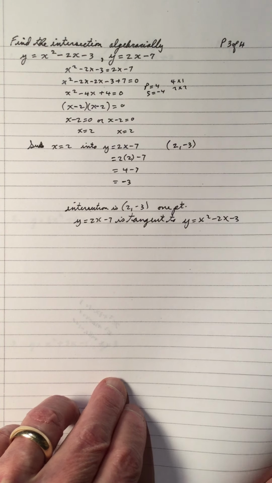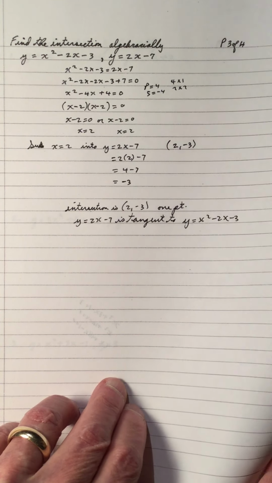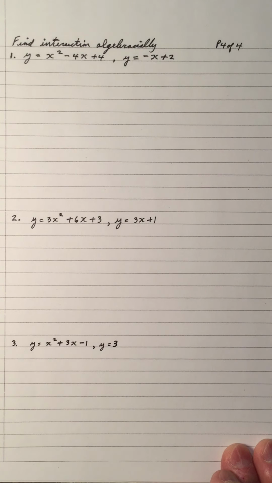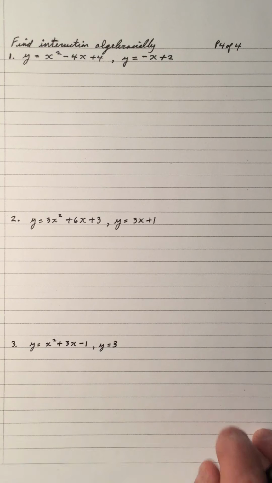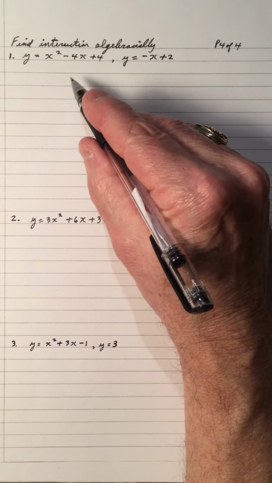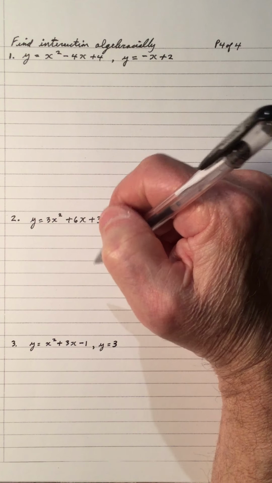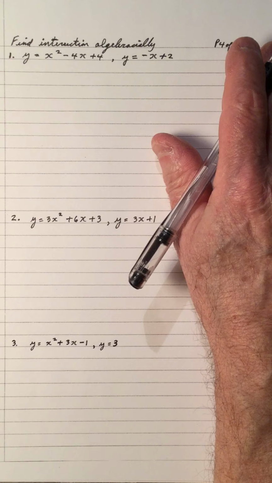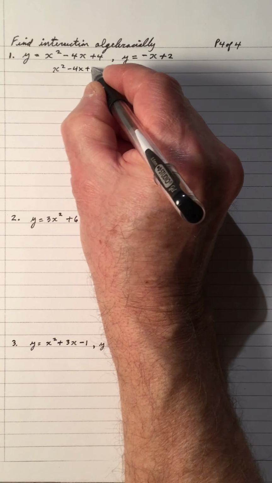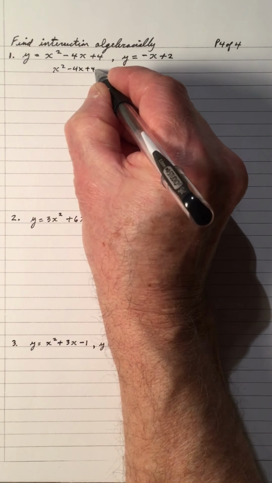Okay, let's continue. So that's illustrating solving algebraically when we have one point of intersection and the line is tangent to the curve. Find the intersection algebraically. Let's do some work. Again, if you want to pause the video and work these out for yourself, work them out first to see if you get the right answer. So here we go. X squared minus 4x plus 4 is equal to negative x plus 2. They're both equal to y, so they're equal to each other by transitive property or substitution.